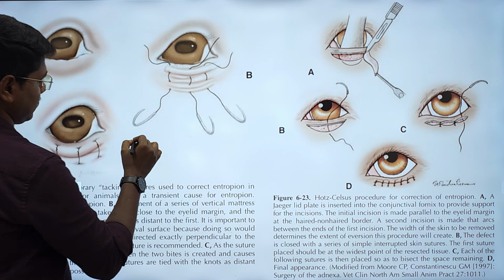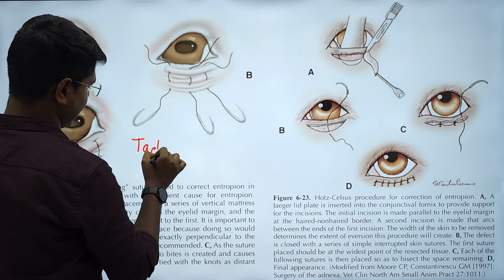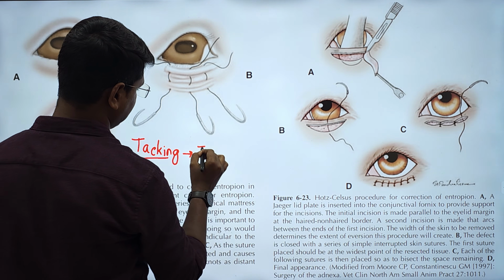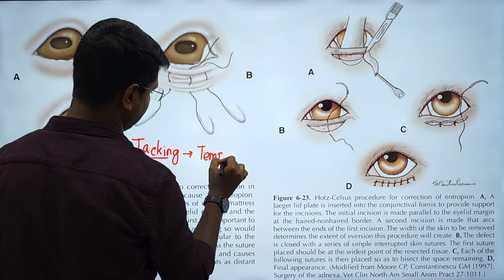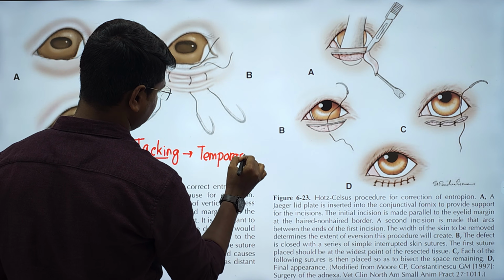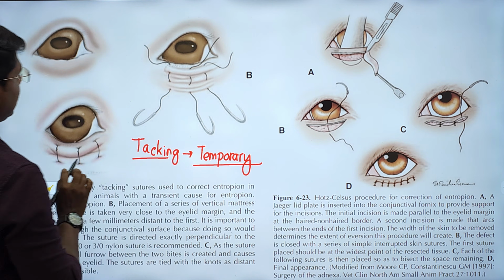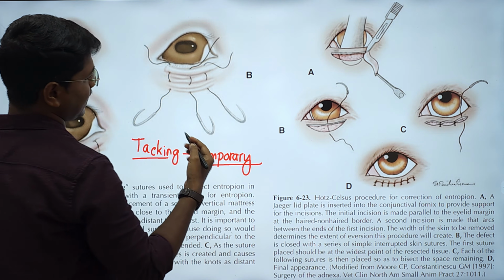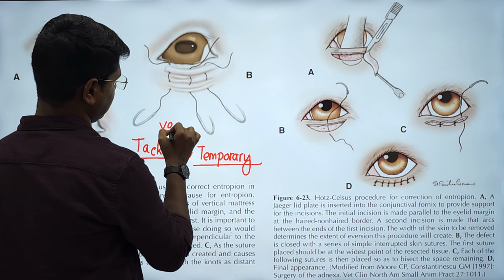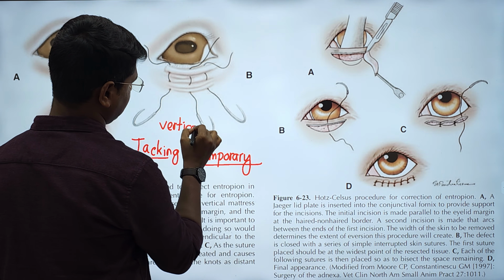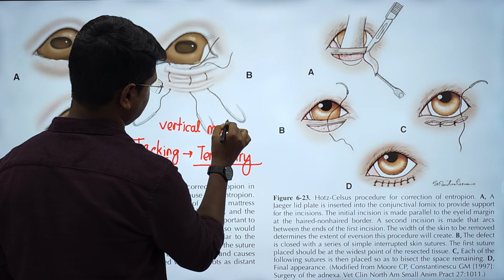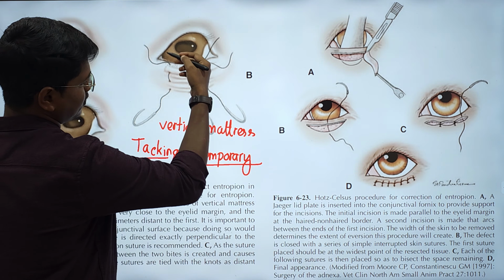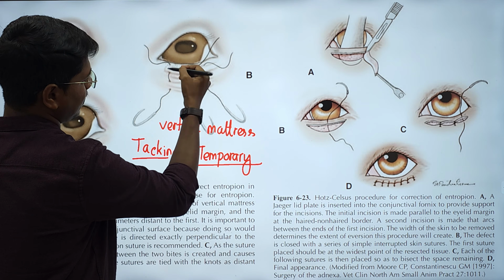The first one is the tacking technique. Tacking is a temporary technique, not a permanent one. So what we have to do, suppose this lower eyelid is having entropion, so we have to take vertical mattress sutures. You have to take a bite from the eyelid, slightly below the eyelid margin.